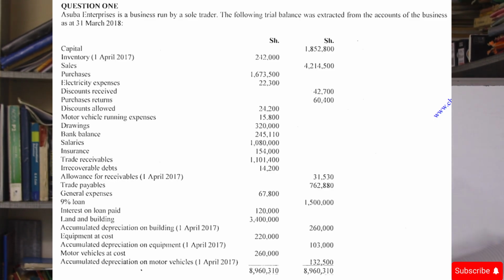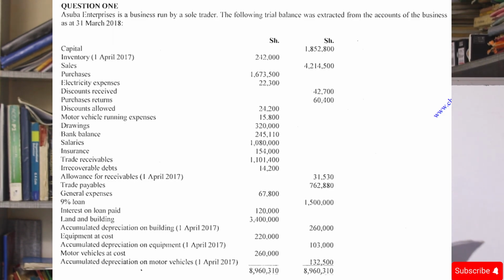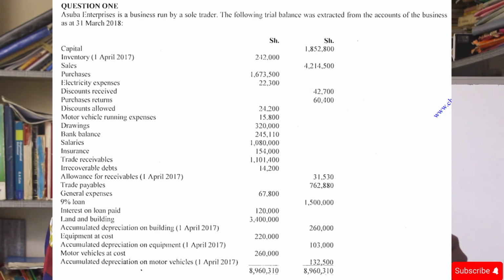Is that 1st of March 2018? Capital 1,852,800. Inventory, that's opening inventory, 242,000. Sales, 4.2 million. Purchases, 1.6 million. Electricity, 22,300. Discounts received, 2,700.